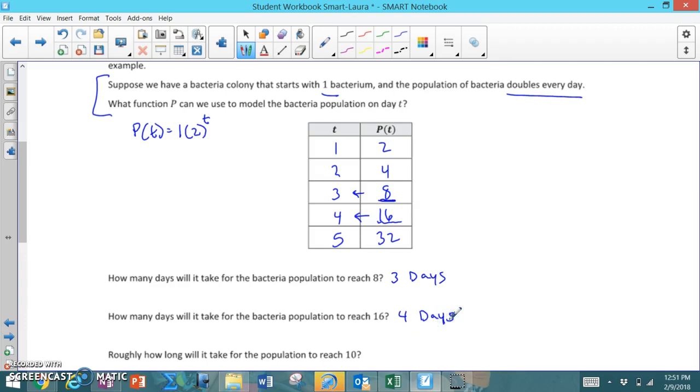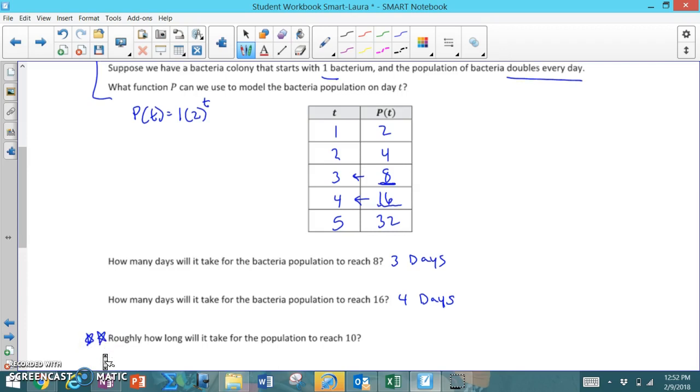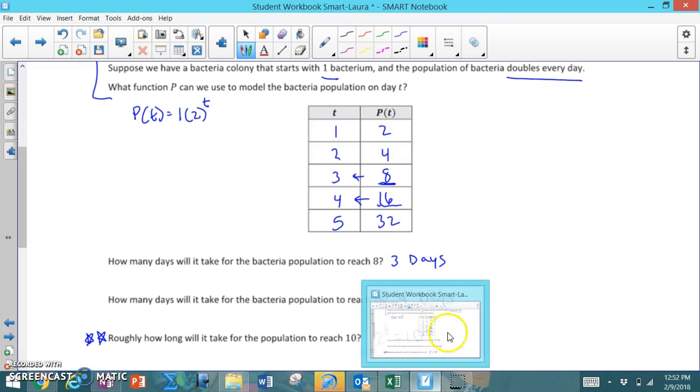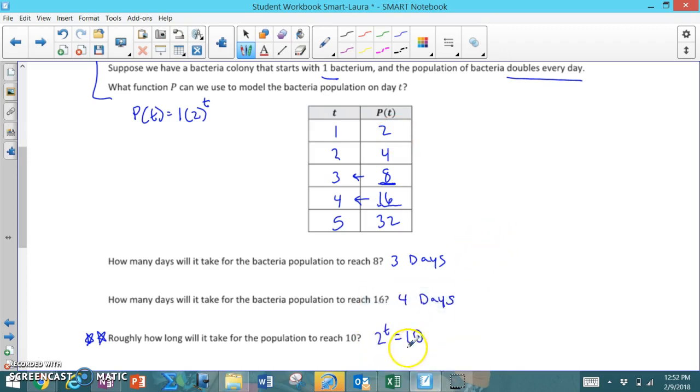Again, if those were specific questions, I could do those without a calculator and get a very exact answer. It's when we get to questions like this next one that we run into a problem. It says, roughly how long will it take for the population to reach 10? The problem is that I look at my P of T column and I never get 10 as an exact answer, which should make sense because 2 to the T, when does that equal 10? Well, I can't rewrite 10 as 2 to any power as a whole number.